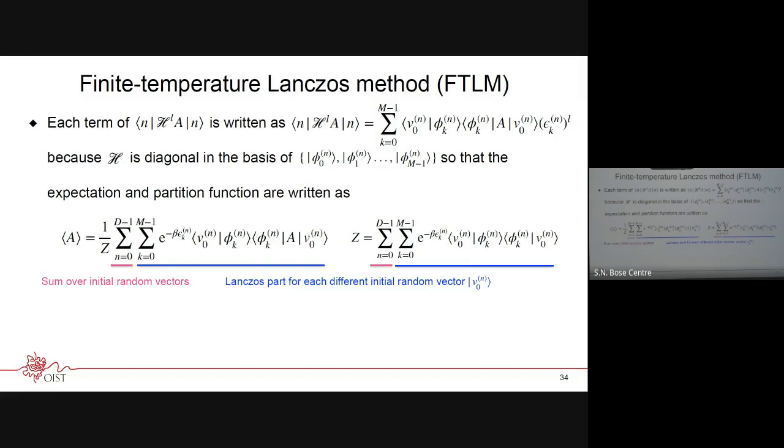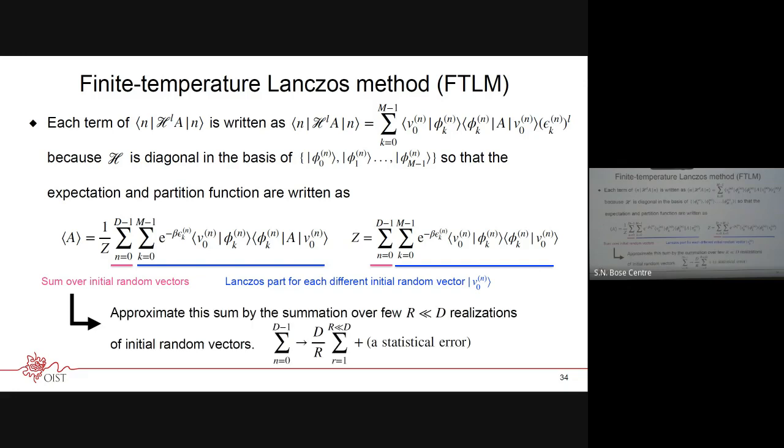But in this equation, it looks like we should deal with the summation over D. That is enormous, I think. So we can approximate this summation by the summation over R realizations. I call this number R, and that is much less than D. D means the size of the original Hamiltonian matrix. So this summation can be replaced by this summation, plus we should consider the statistical error, like in Monte-Carlo methods.